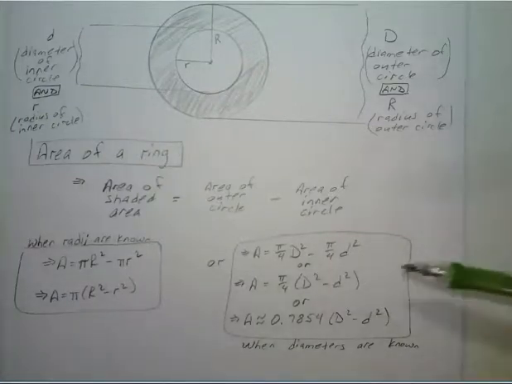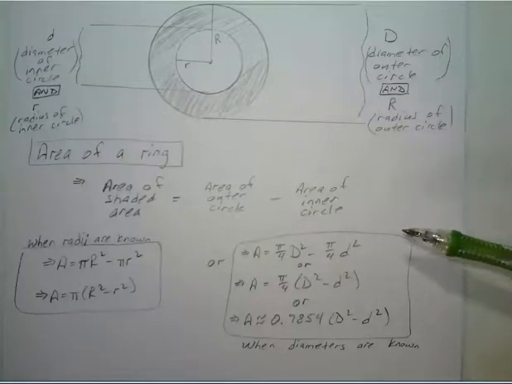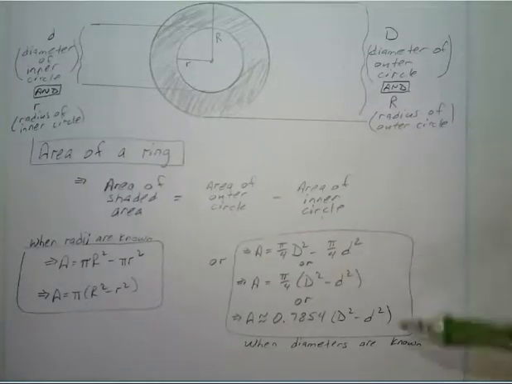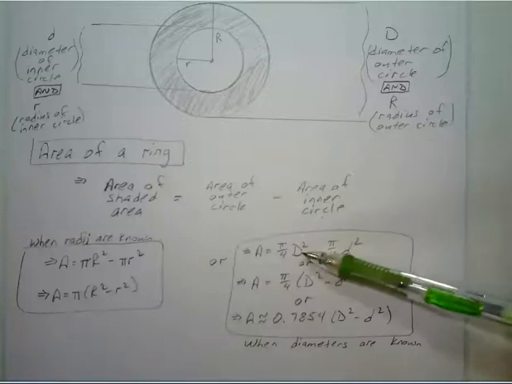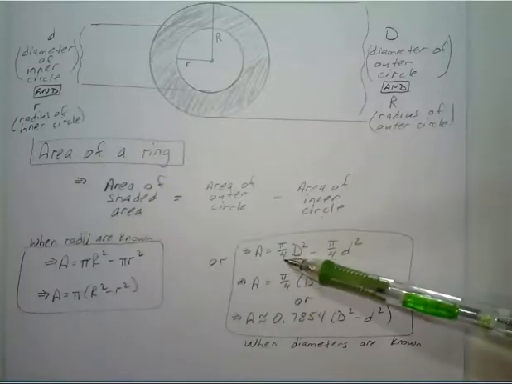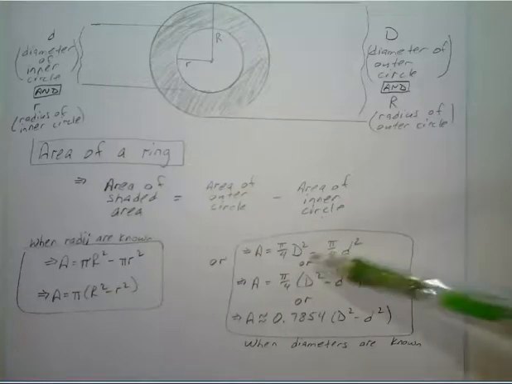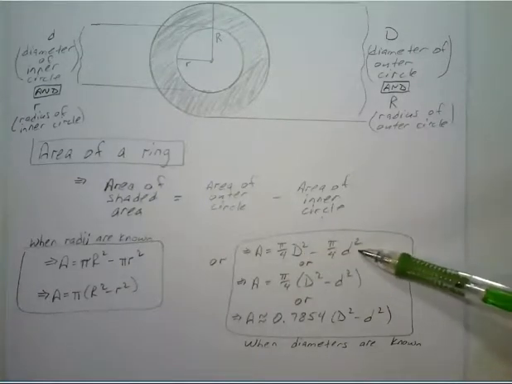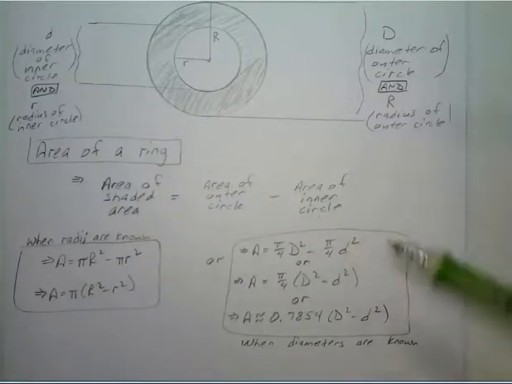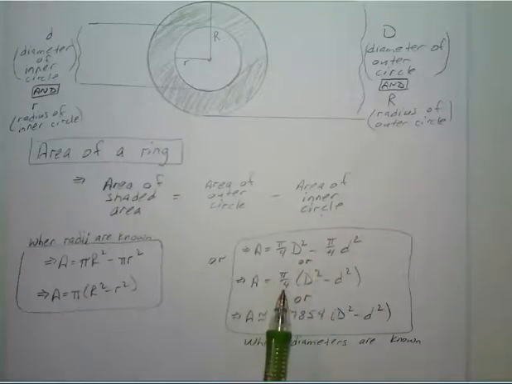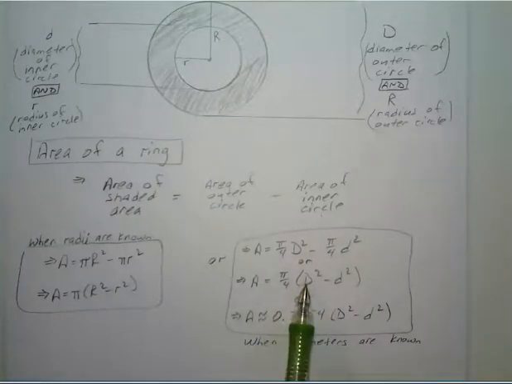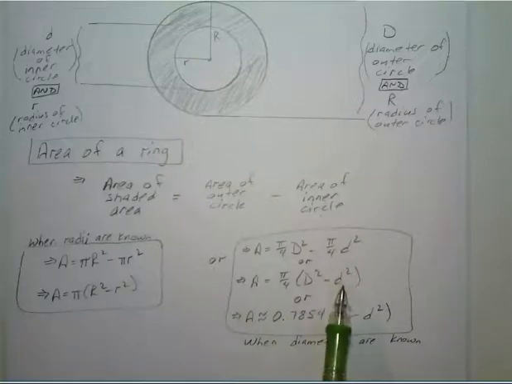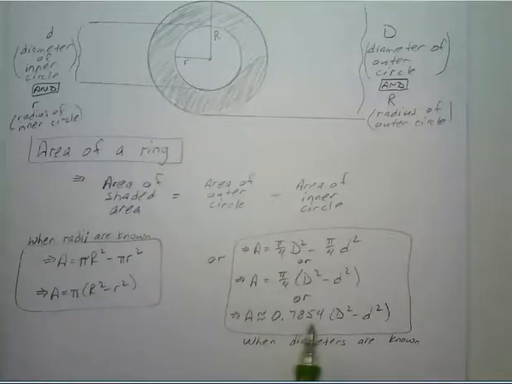Now, if you know the diameters of the outer and inner circles, then you can use one of these three formulas. You can have pi over 4 times the outer diameter squared, minus pi over 4 times the inner diameter squared. Or you can factor out the pi over 4 and put pi over 4 times the outer diameter squared minus the inner diameter squared. Or if you plug pi over 4 into your calculator, it's approximately this value here. So you can use any one of those three formulas.